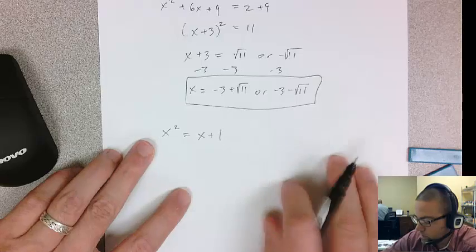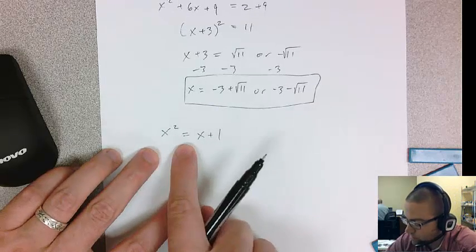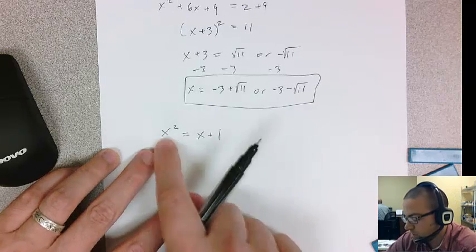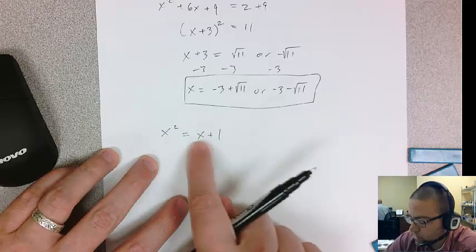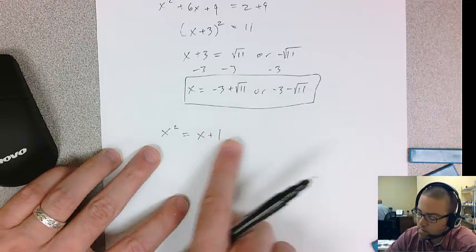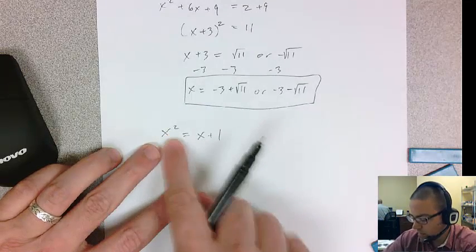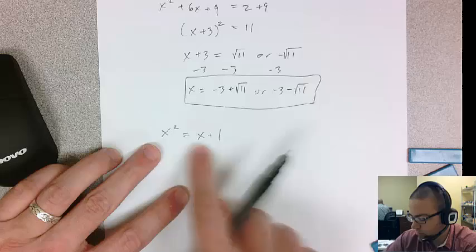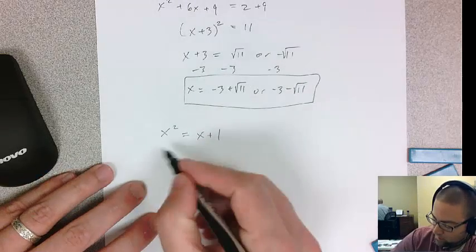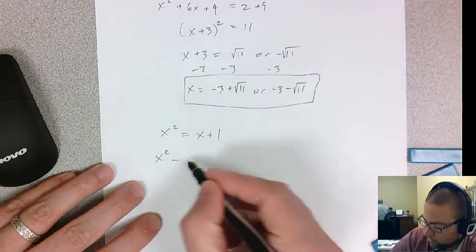One more. So this is x squared equals x plus 1. So the square of some number is equal to that same number plus 1. If you think about it, it seems like a very simple equation, but it can't be factored actually.